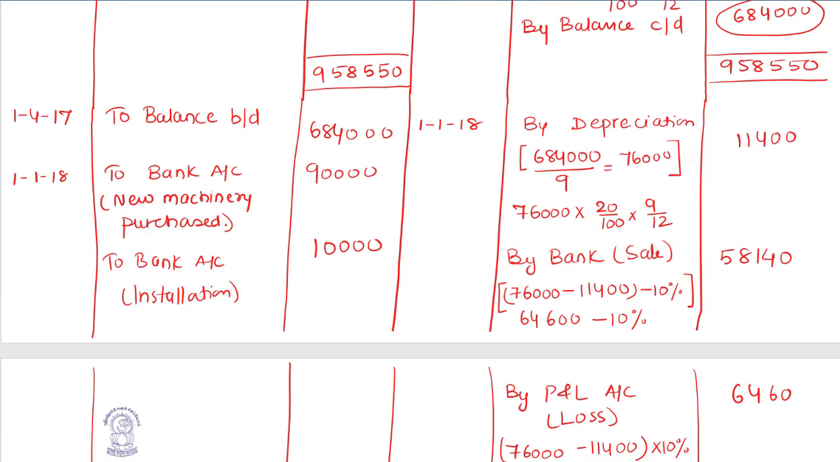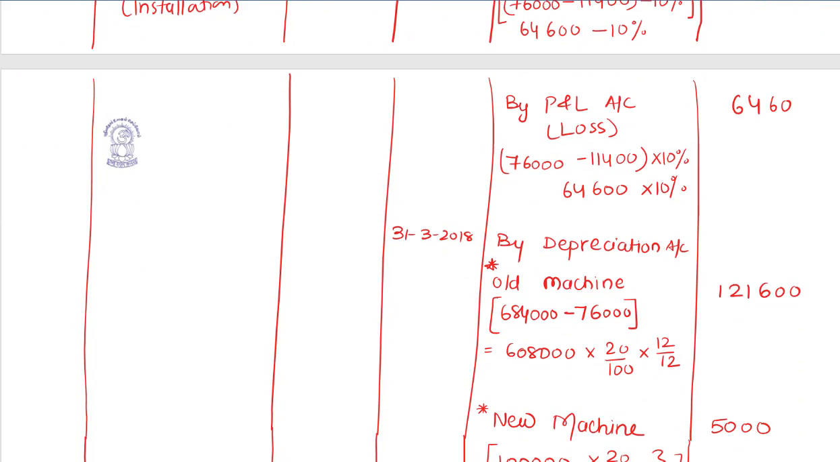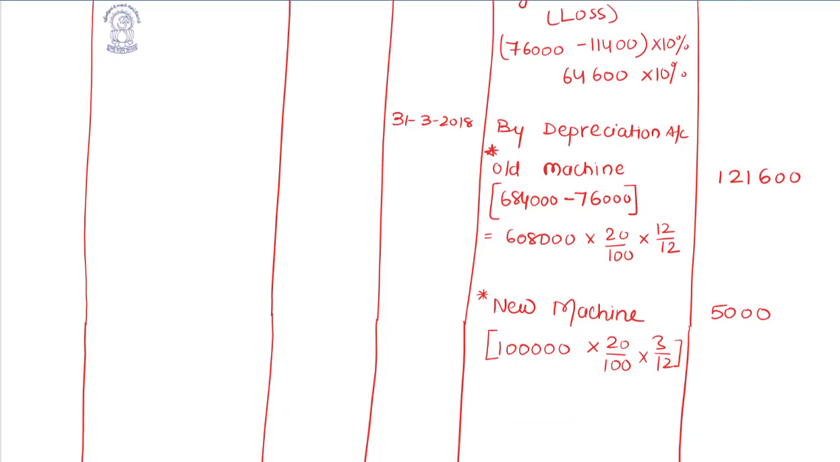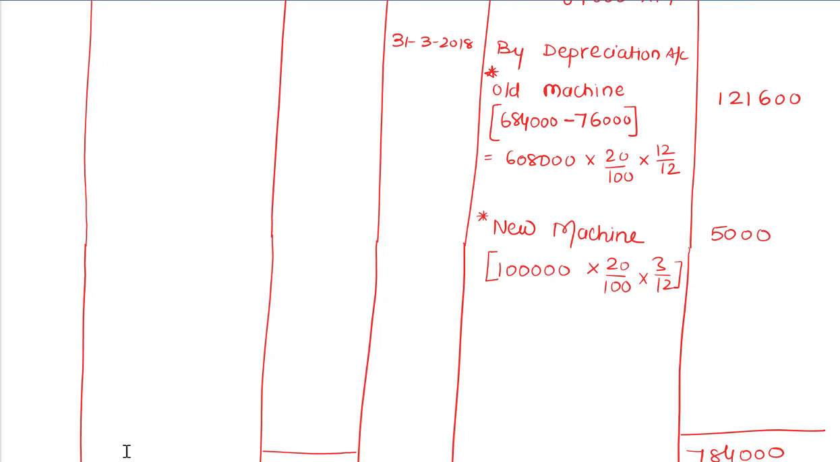7,84,000 minus 11,400 minus 58,140 minus 6,460 minus 1,21,600 minus 5,000 equals 5,81,400.